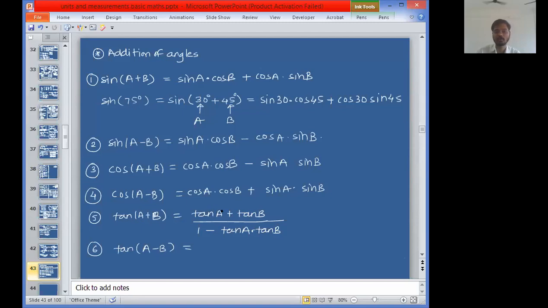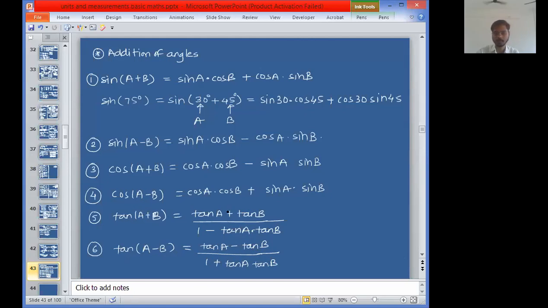I will say same formula but sign reversed. Tan A minus tan B upon 1 plus tan A tan B. Sign reversed. Plus to minus, minus to plus. Tan A plus tan B upon 1 minus tan A tan B will be converted into tan A minus tan B upon 1 plus tan A tan B. Tan of A minus B will be tan A minus tan B upon 1 plus tan A tan B.